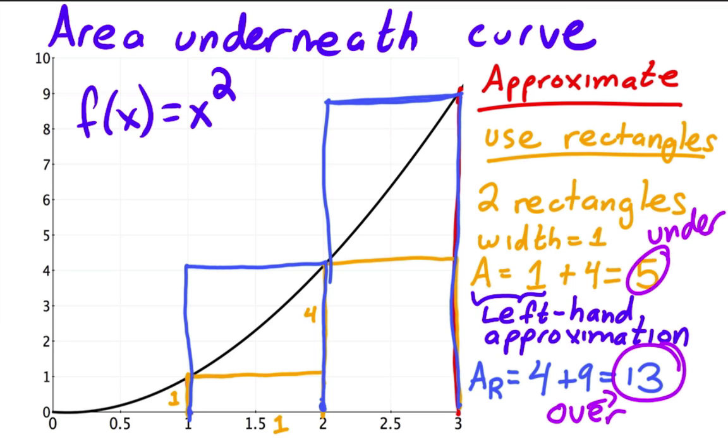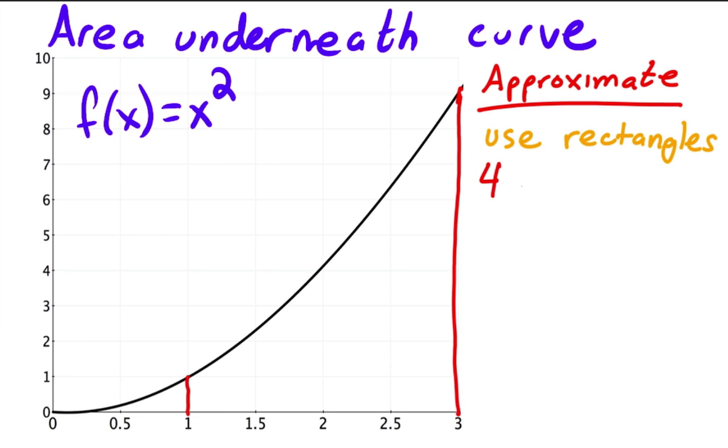Okay, so then you go, well, what if you want to do better? I mean, 5 and 13, it's probably somewhere in between. And you might be thinking, well, what if we average them? Well, yeah, you could average them, but still, you don't really know how close you are. The idea is that we want to get a better approximation, as good as we can get. So then you might say, okay, well, what if we do more rectangles? Instead of 2, let's do 4. How about 4?